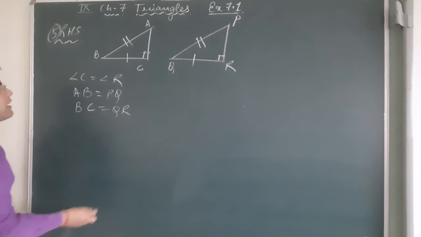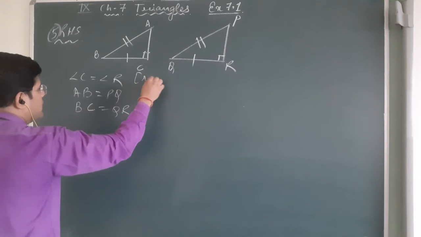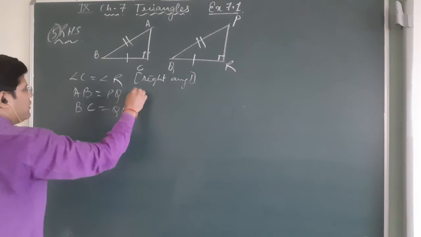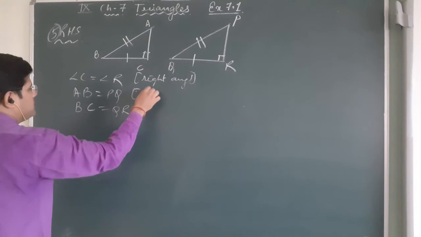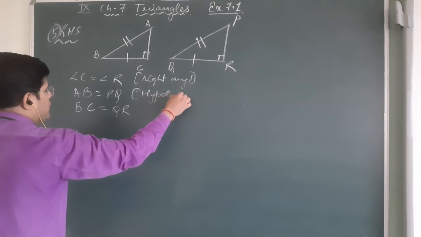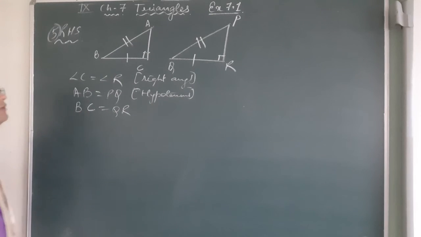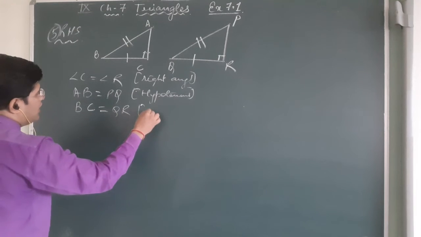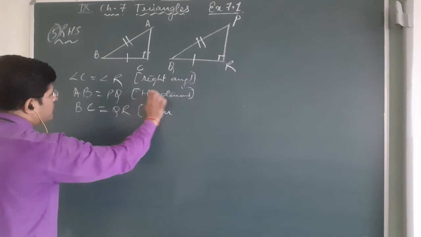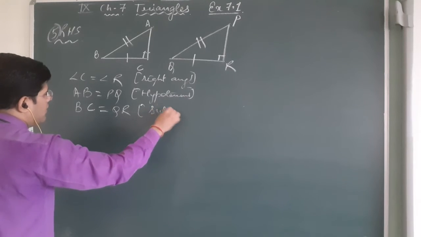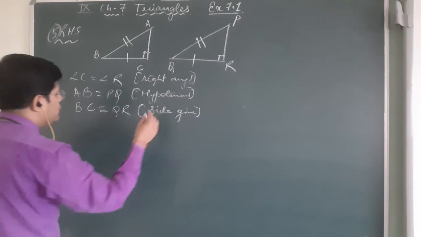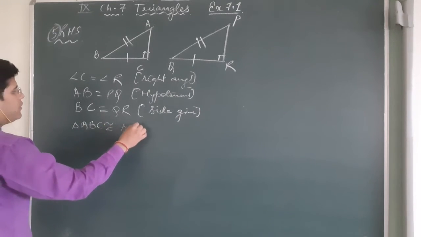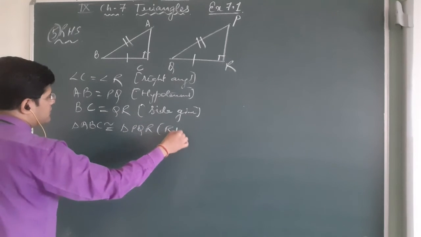So here we have angle C equal to angle R, that is known as the right angle. And after that, AB equal to PQ is the hypotenuse. What is the hypotenuse? The side opposite to the right angle. And BC equal to QR is a common side, not a common side, an equal side we can say. It must be given. So triangle ABC is congruent to triangle PQR by RHS.